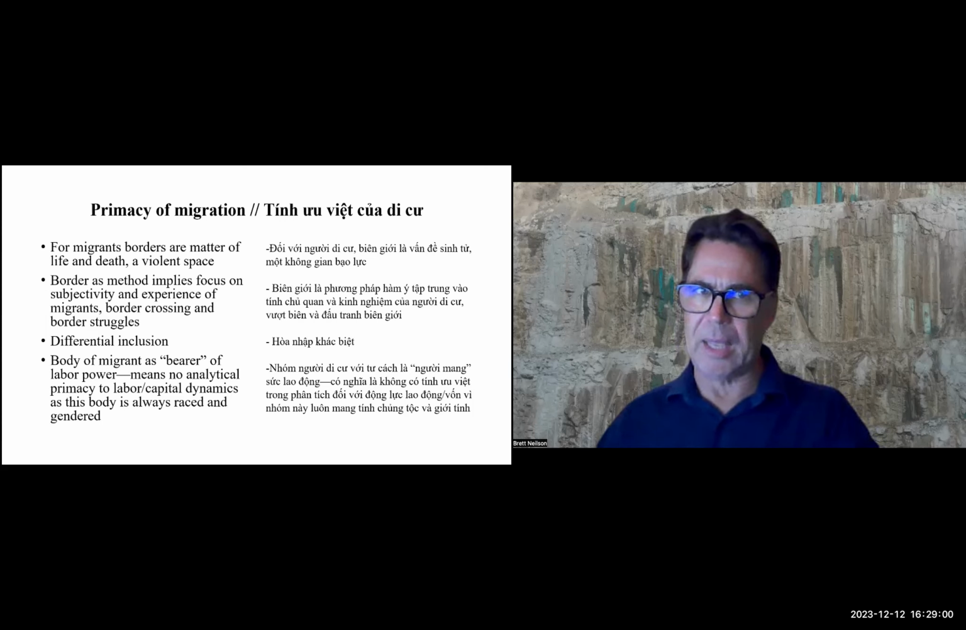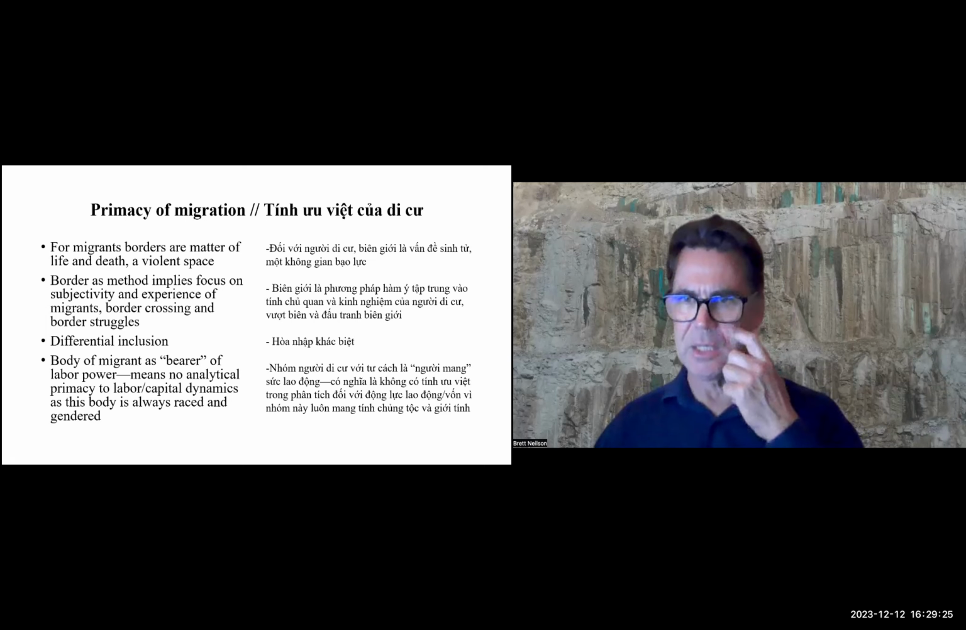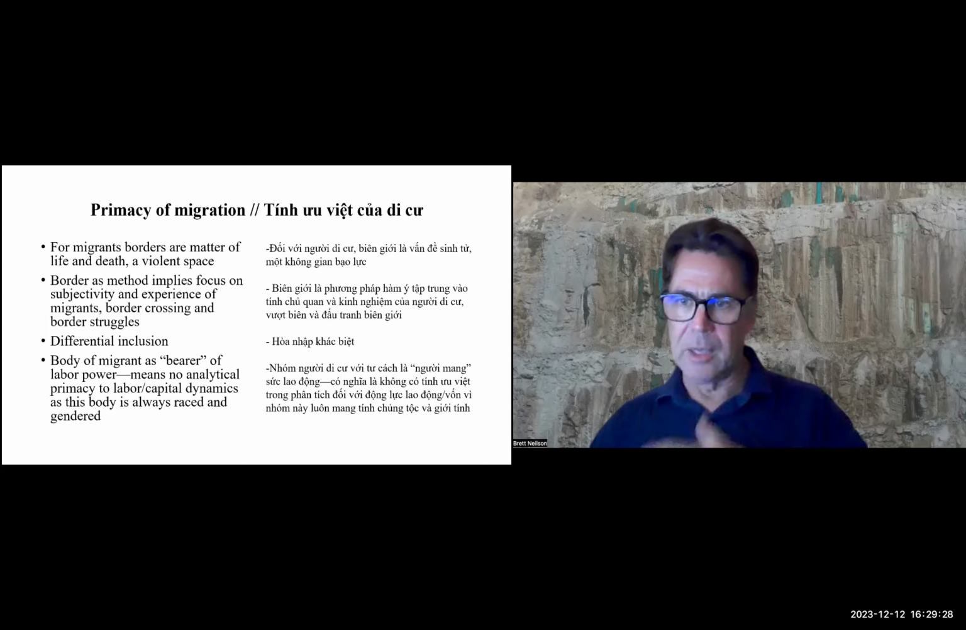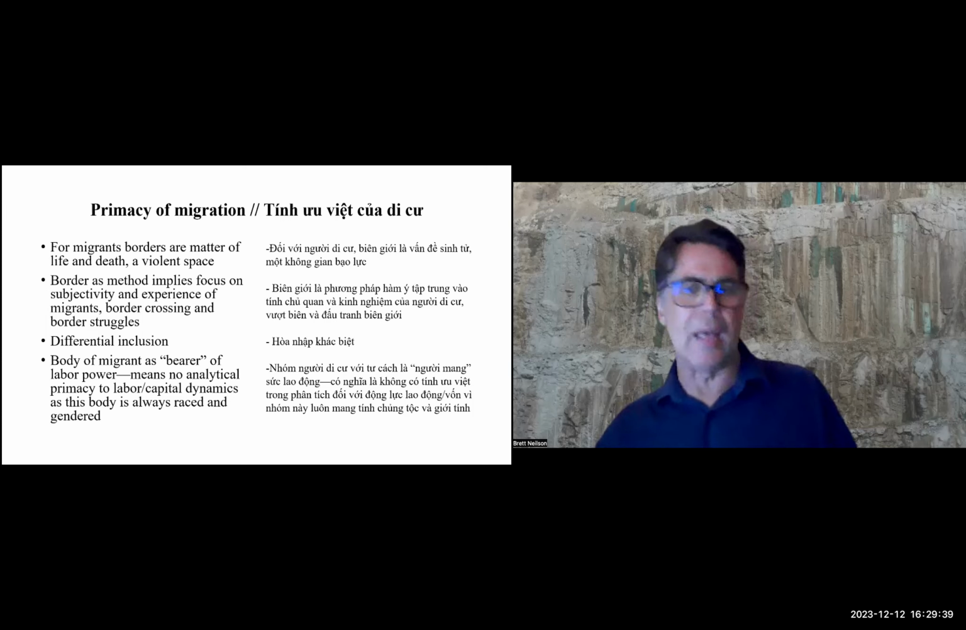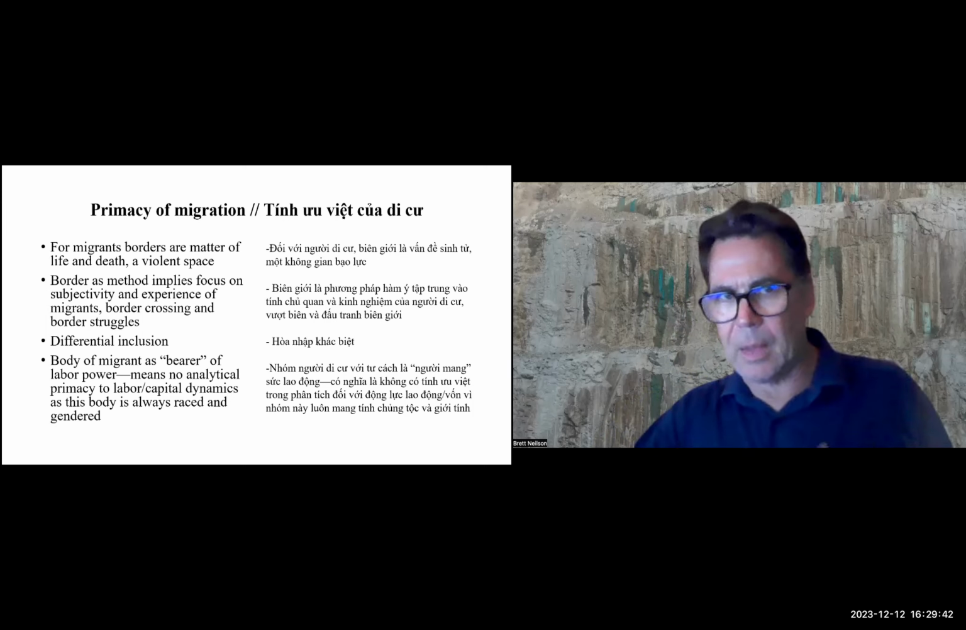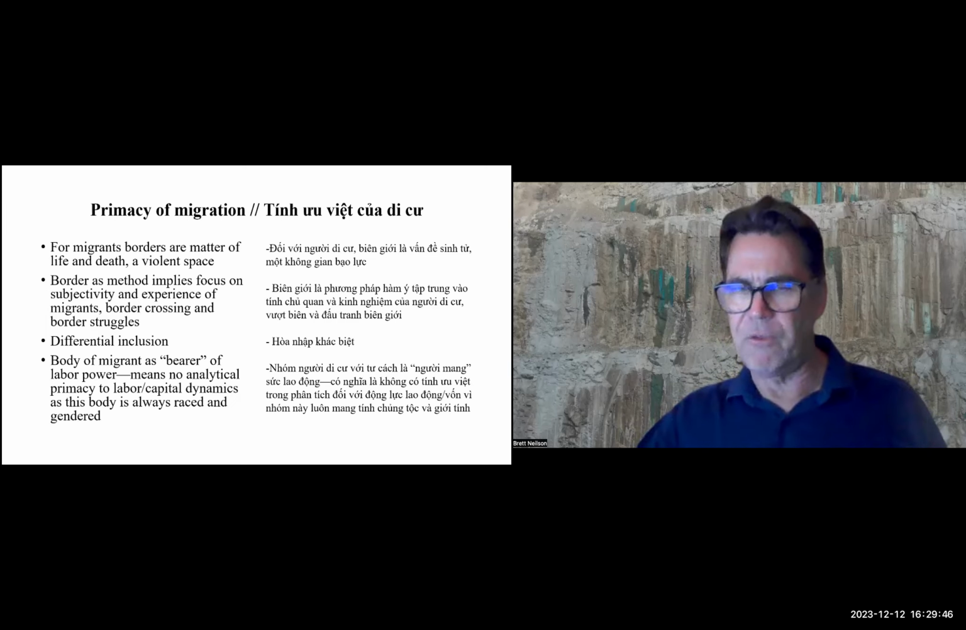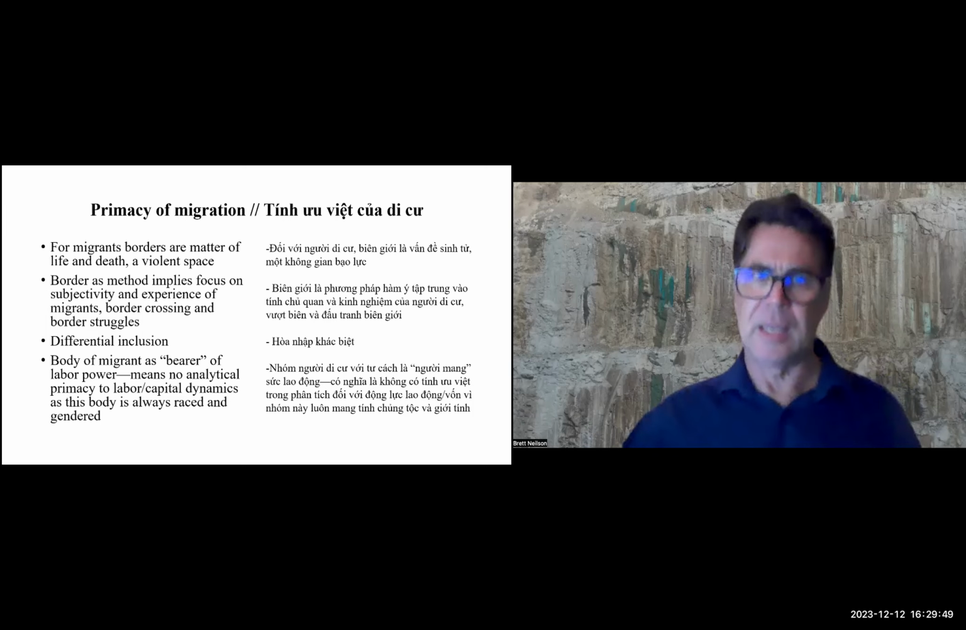And this is not something we limit to the physical crossing of a national border. We talk about differential inclusion within contemporary societies. The act of border crossing often lingers in a subject's life long after a national border has been crossed, in terms of access to various elements of society, whether they're educational opportunities, whether they're social services, whether they're eligibility to apply for financial loans, credit cards, and so forth.